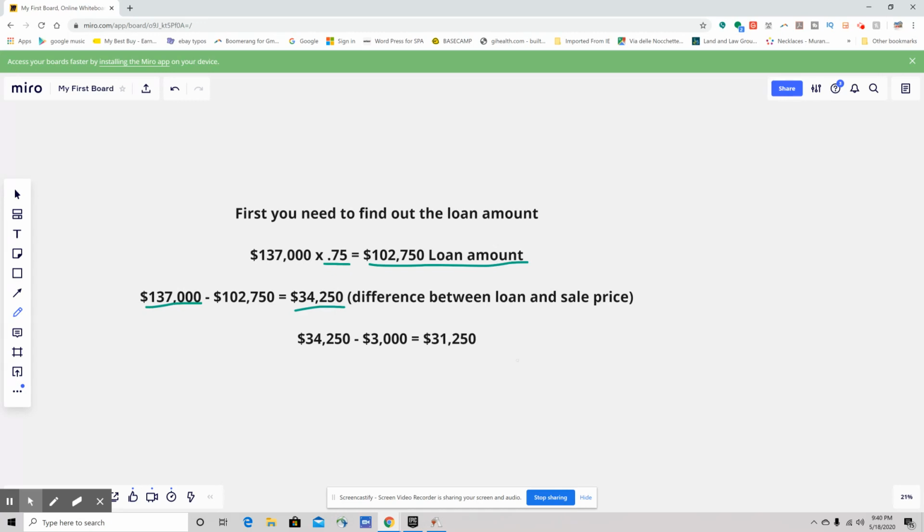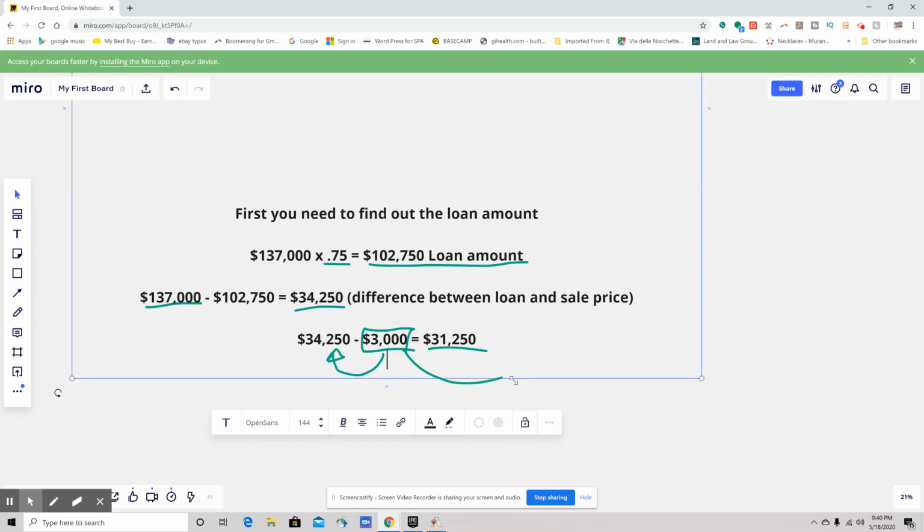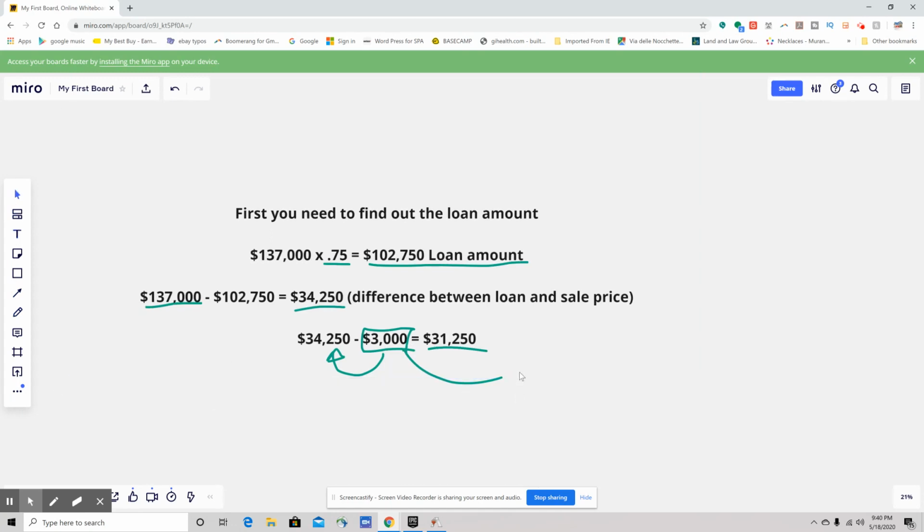Because the question asked, how much additional money would they have to bring to closing? They already put $3,000 down. So you must subtract that from the difference between the loan and the sale price to get the additional funds that they would have to bring to closing, because the earnest money on a closing disclosure is going to be what? That's going to be a credit to the buyer.